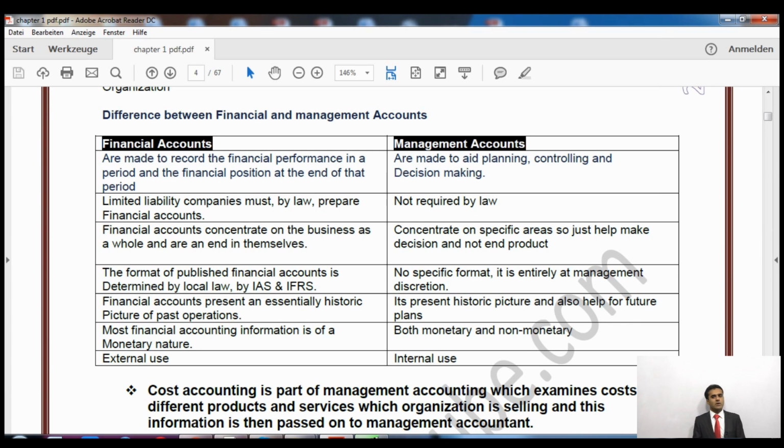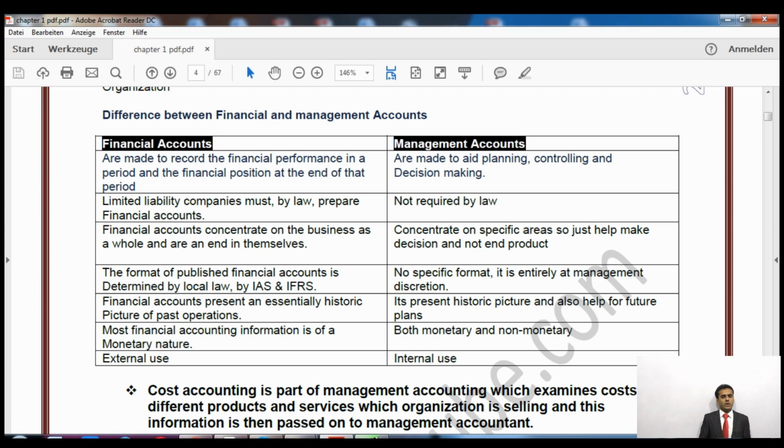So there are two types of accounts. One is for internal use, which is management accounting. Another one is for external use, which is financial accounting. Now just think about it. If it is for our internal use, we can make it as we want. There's no restriction because we are just using it for ourselves.